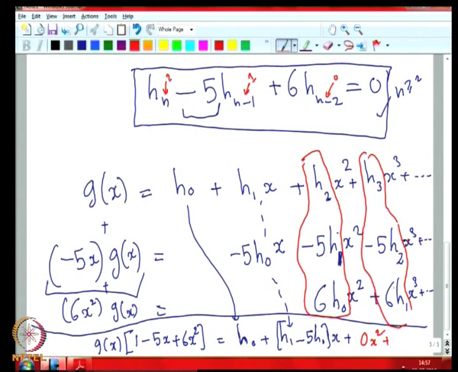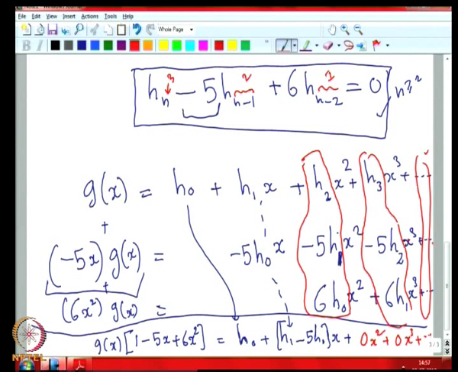So h3 minus 5 h2 plus 6 h1, this is exactly, see, for instance, if I put n equal to 3, this n minus 1 will become 2 and this will become 1, right. So that is h3 minus 5 h2 plus 6 h1 equal to 0. That is exactly this, right. Therefore, we have 0 x cube, and you can guess. So from now onwards everything will be like this. If I collect the coefficients of x raised to 4 from here, here, here and here and add them up, they will become 0. And one should not be surprised why this is happening.